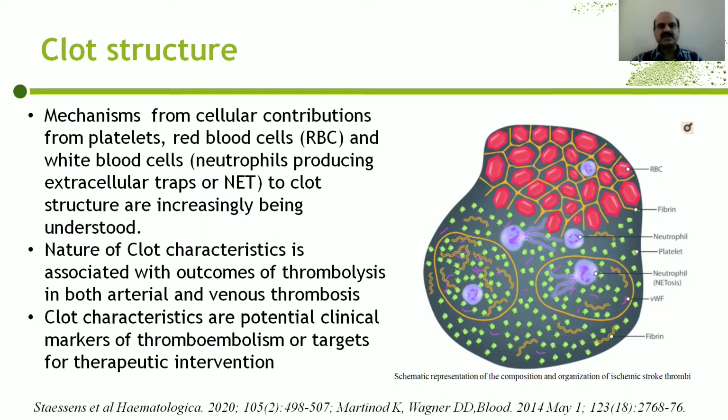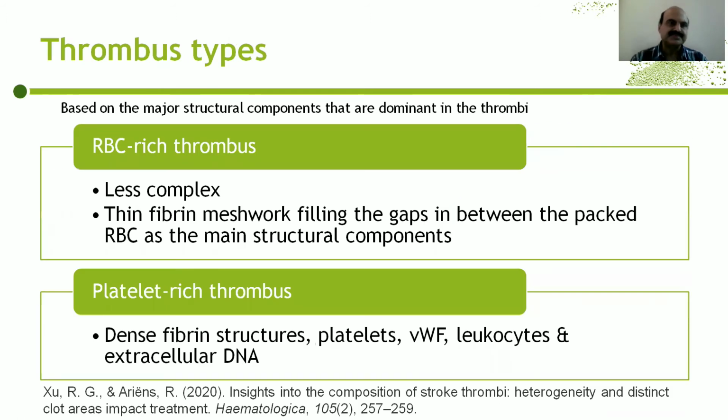So the nature of the clot will determine the outcome of the thrombolysis, or in a simple way, we can say that the softer the clot, the easier it is to lyse, and the harder the clot, the more difficult it is to lyse. These clot characteristics are potential clinical markers when we want to know the target of therapeutic intervention, or want to predict the prognosis, because once we are doing certain things, we want to know how much is going to work or not.